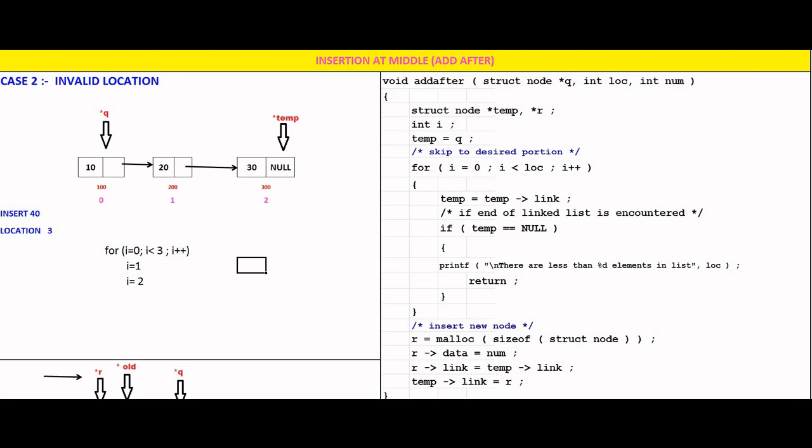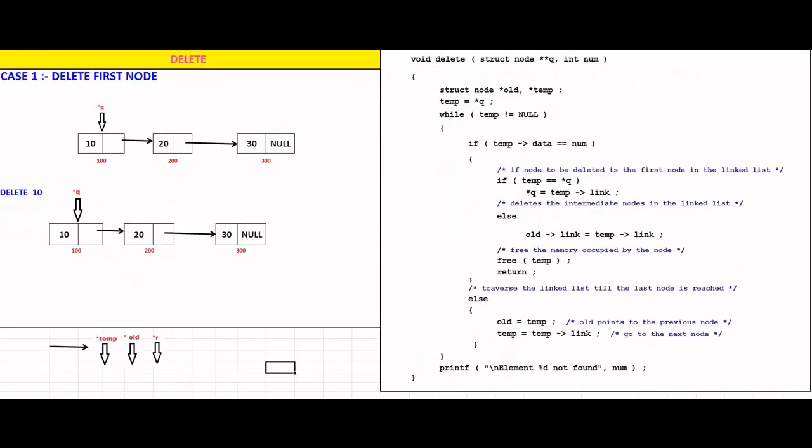So till now we have completed all 3 functions: insertion at beginning, insertion at end and insertion at middle. Now we will go to the next operation, that is delete. This is the function for the delete operation. Delete also has three cases: if you want to delete the first node, if you want to delete the last or an intermediate node, or if you want to delete a node which is not present. Let us start with case 1, deleting the first node.